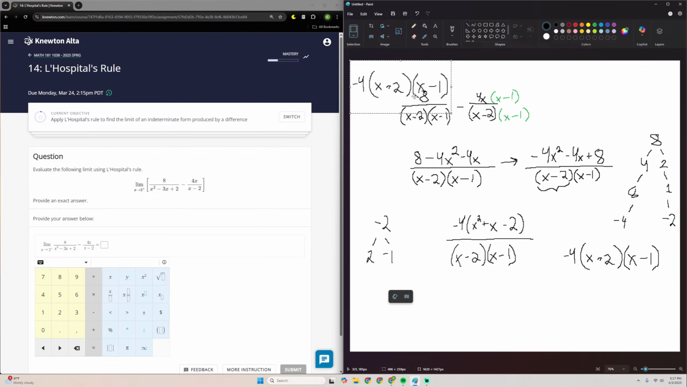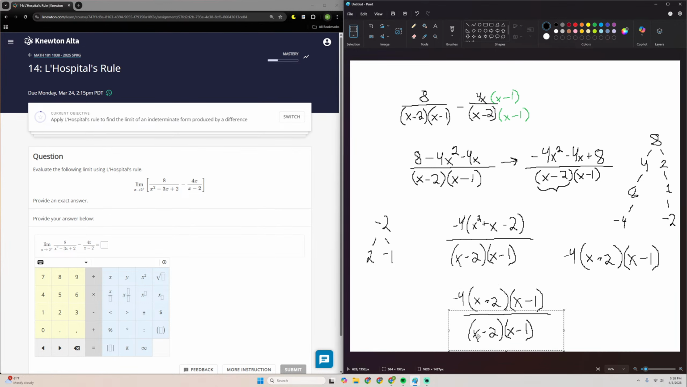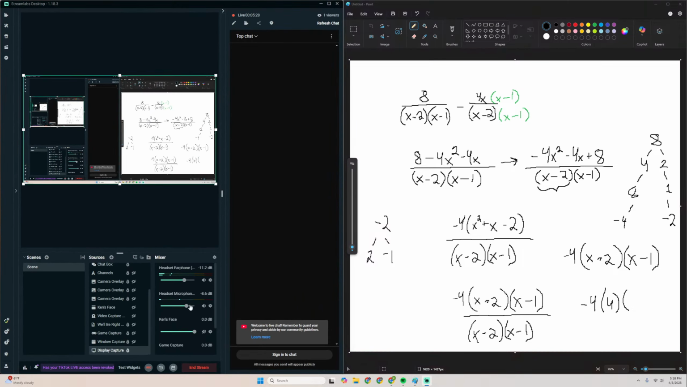Copy and paste this here. Now it wants us at the limit of 2, so we have to plug in 2. Which will be 2 plus 2, -2, -4. 2 plus 2 equals 4. It wants us at the limit of 2. 2 take away 1. 2 plus 2, -2.